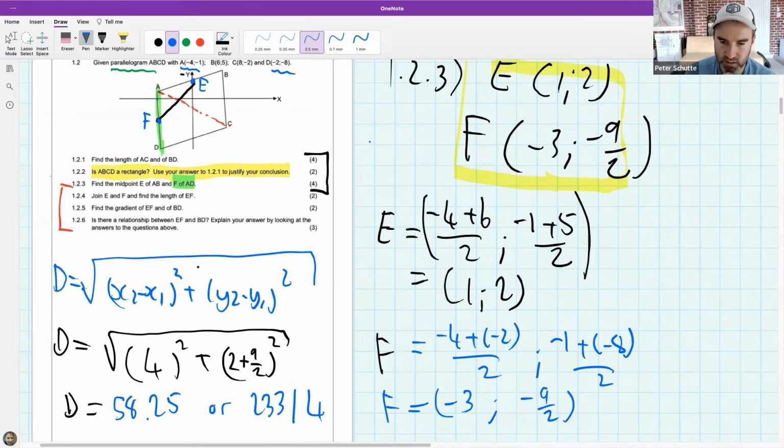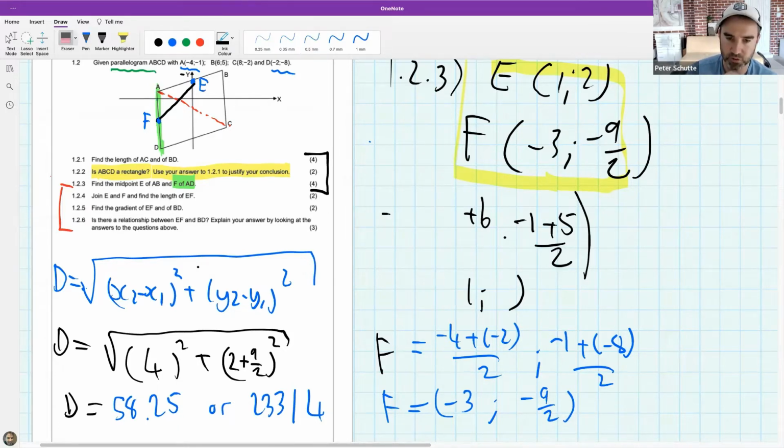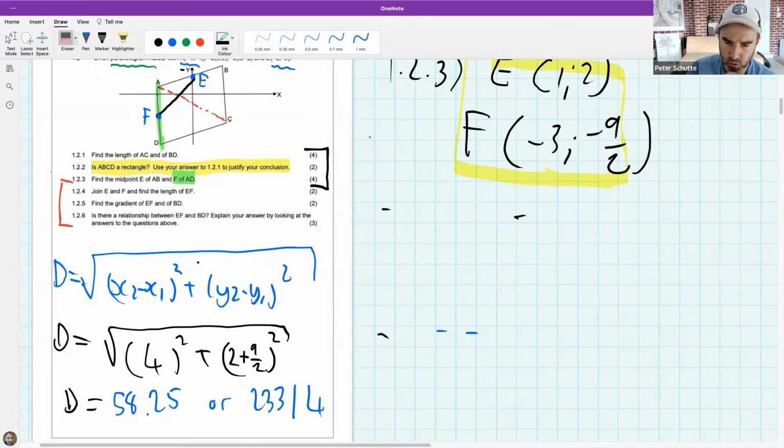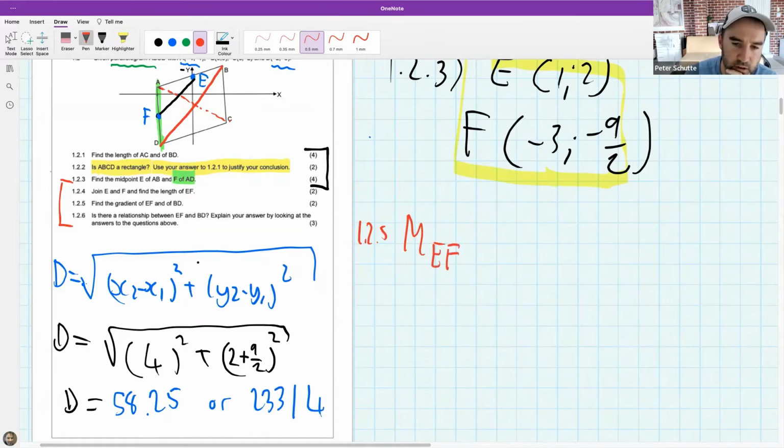I'm just going to clear the board a little bit of some of the old stuff so I have some more space. I see additional answers are coming in, which is great. So 1.2.5, we have to find the gradient of EF, which is what we've just done. We use a different formula, and we have to find the gradient of BD. So I want the gradient of EF, and I also want the gradient of BD.